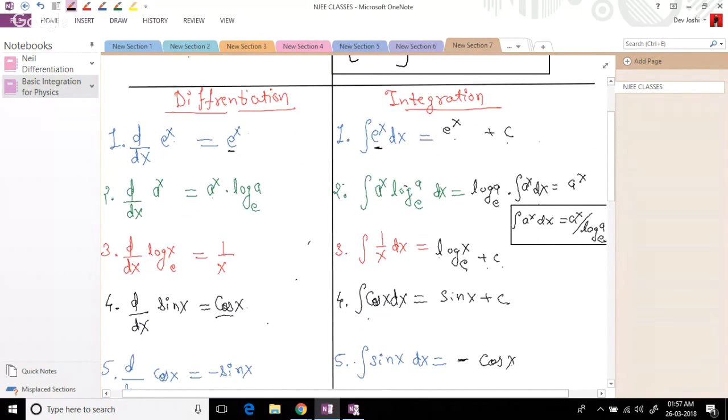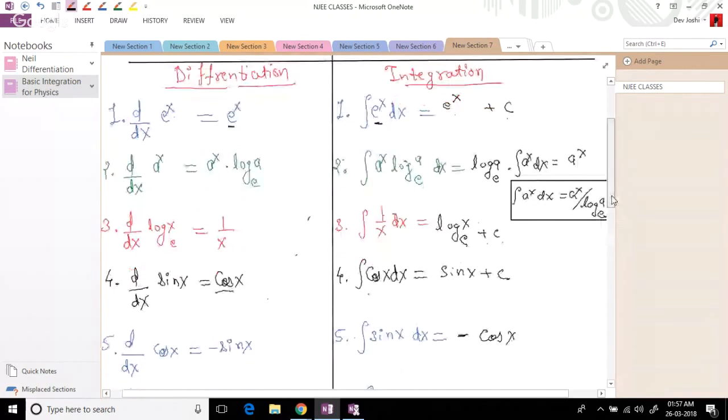Differentiation of a to the power x is equal to a to the power x log a on the base e. So integral of a to the power x log a on the base e is equivalent to a to the power x, but we can take log a on the base e common out, and when we cross multiply, integral of a to the power x dx is equivalent to a to the power x divided by log a on the base e plus the constant term c. Then differentiation of log x on the base e is equal to 1 by x. So integral of 1 by x dx is equal to log x on the base e. And remember not to apply the x to the power n formula in this particular case. This is a very restricted case.